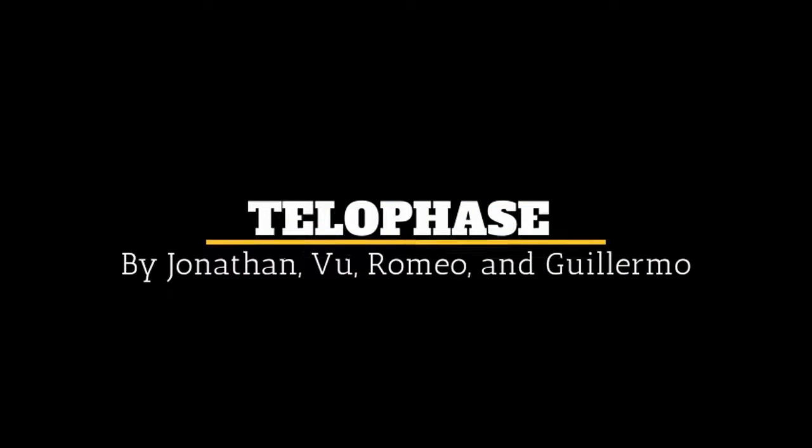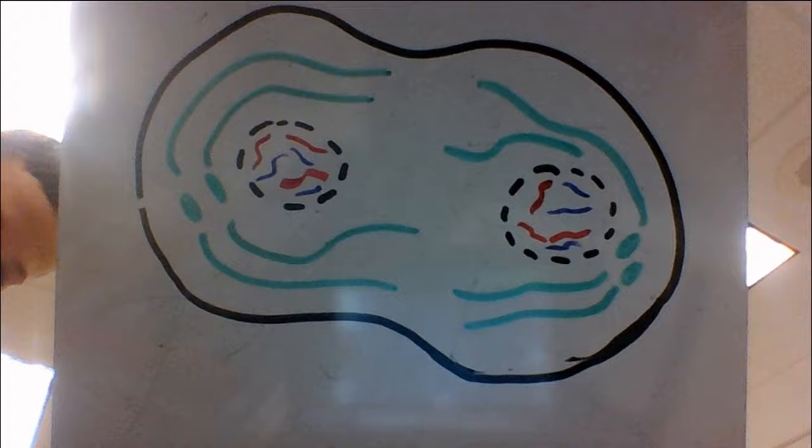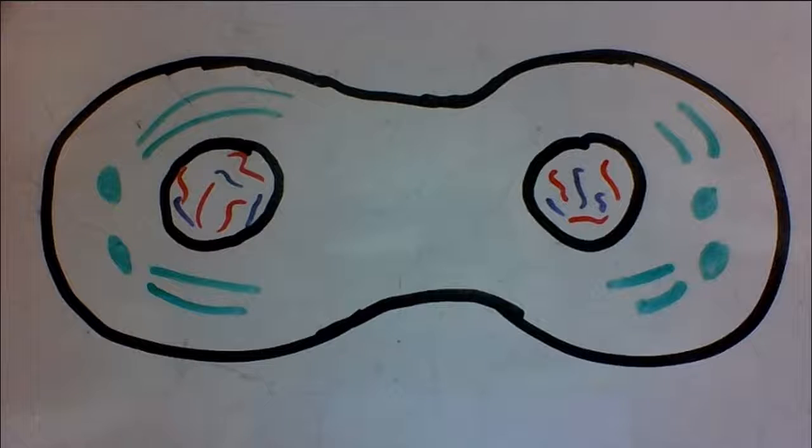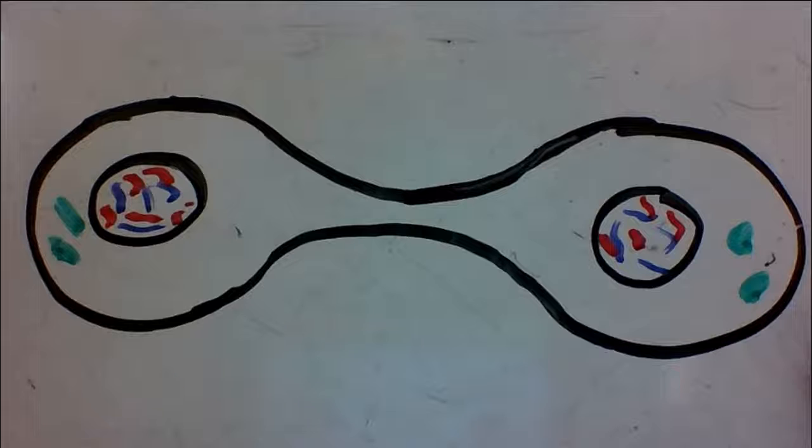Telophase, by Jonathan, Vu, Romeo, and Guillermo. The first step of telophase is that new nuclear envelopes form around the two groups of daughter chromosomes. After this happens, new nuclei begin to appear. While this happens, the spindle fibers begin to disappear. After all this happens, telophase ends.